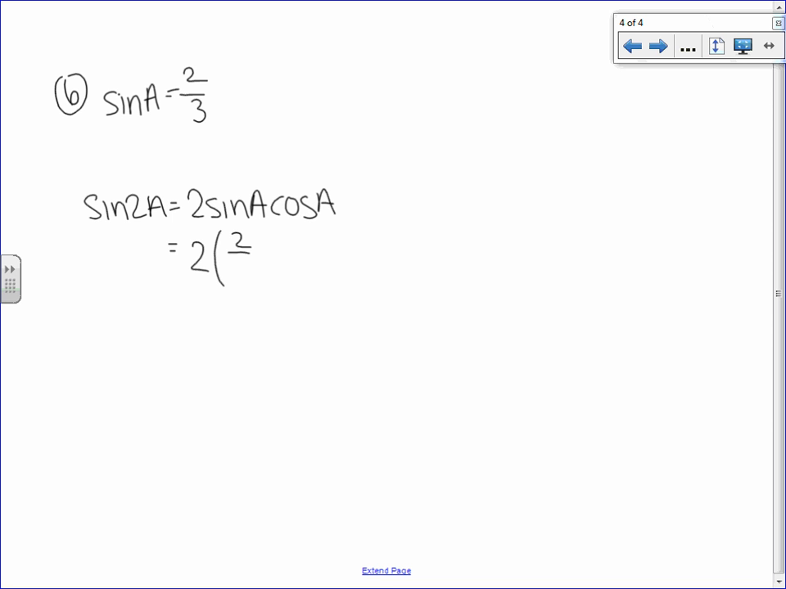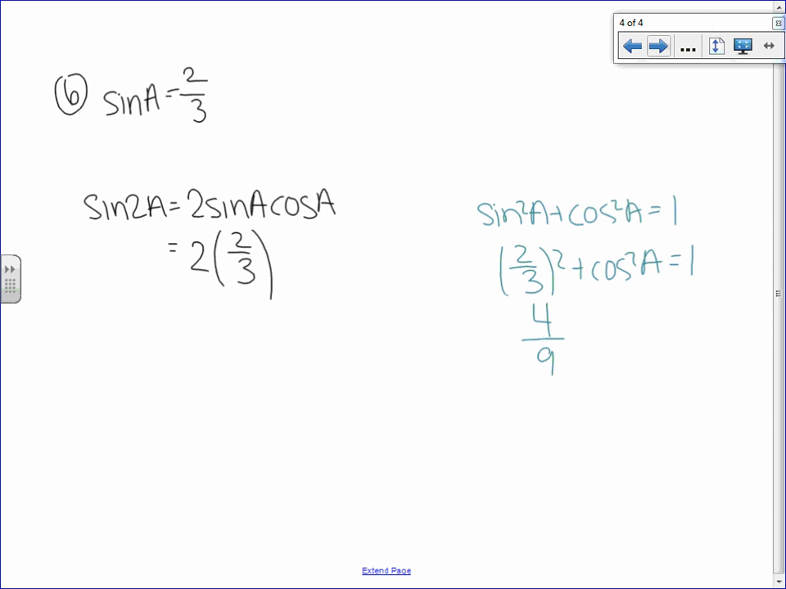I can plug in, but I need to do some work to find my cosine. Sine squared A plus cosine squared A equals 1. Plug in. 2 squared is 4, 3 squared is 9. Subtract that from both sides. Cosine squared A will be equal to 5/9.